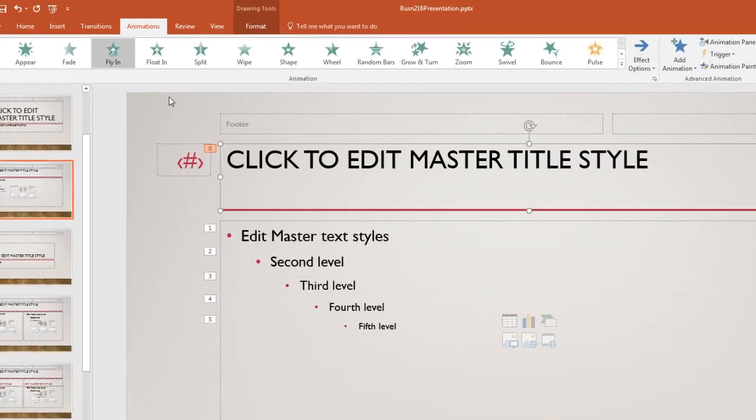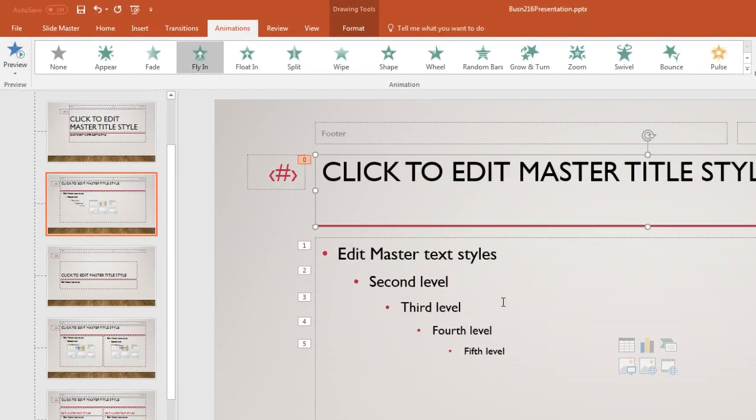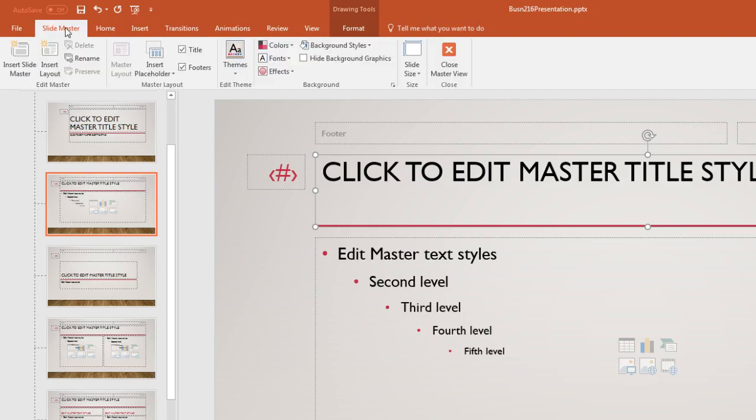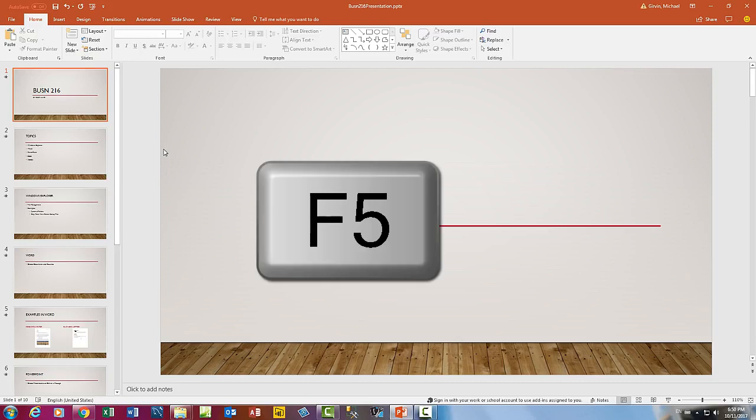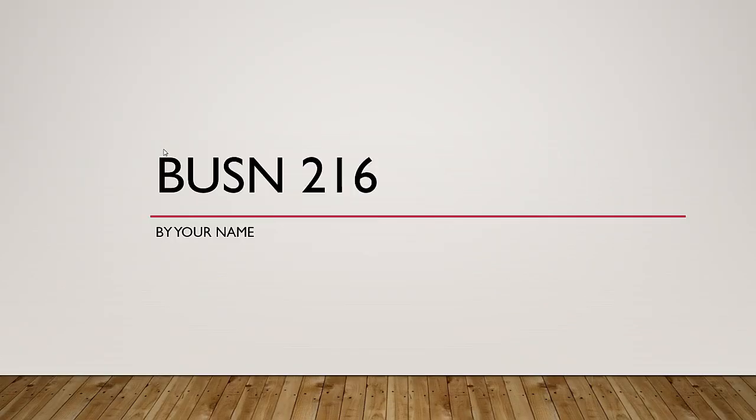Now remember, we're in Slide Master. We're currently on the Animations tab, but now I want to go over to Slide Master. Now go over to Close Slide Master. Now we can play our presentation. I'm going to hit F5 from the beginning. Now notice the first slide doesn't have any animation because that's a different layout. But that may or may not be OK. For us, it's fine. That's going to be the title slide.